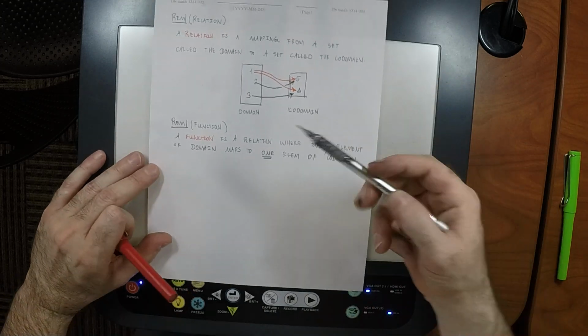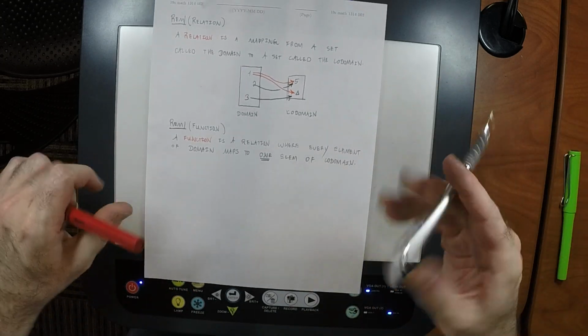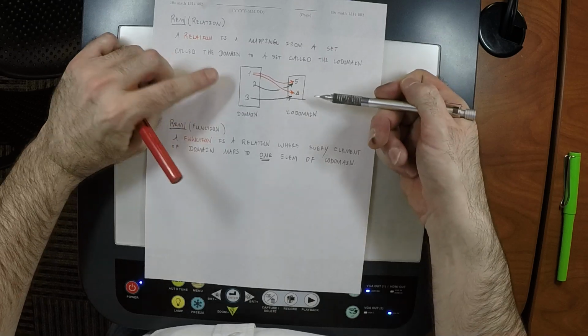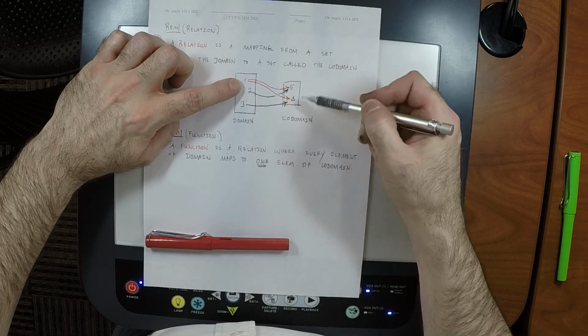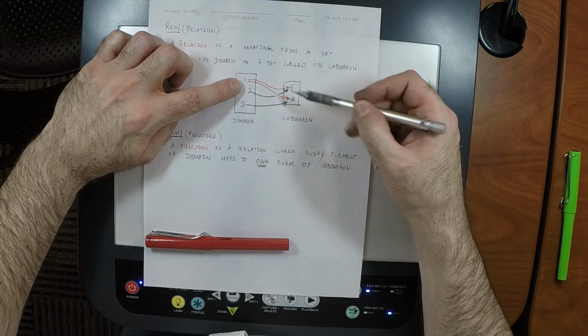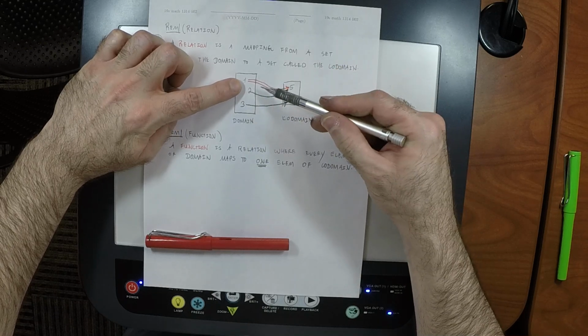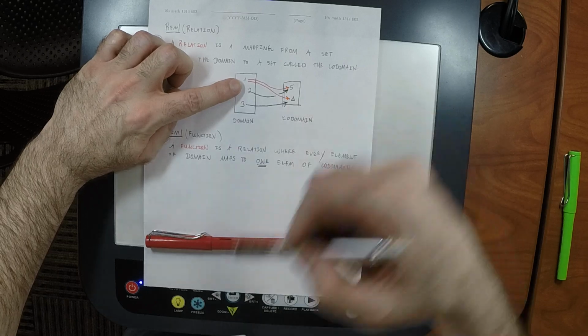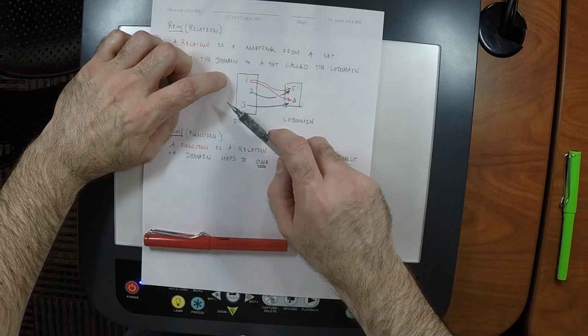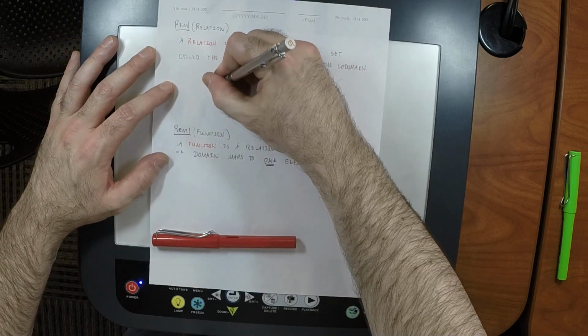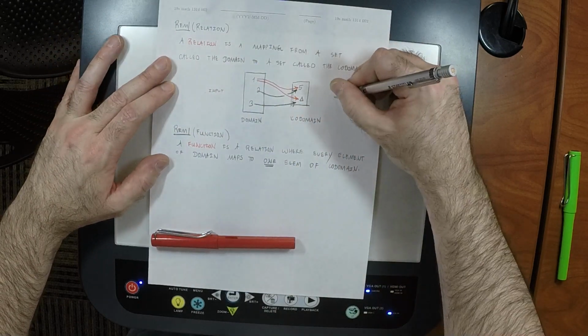So now, what I drew up here is not a function. It's not a function because notice that 1 relates to two things. It's related to 5 and triangle, and that's not allowed. You can think of this like a machine, and this is the input side, and this is the output side.